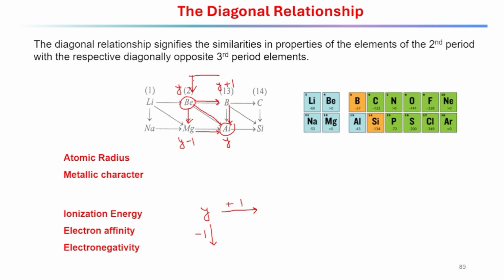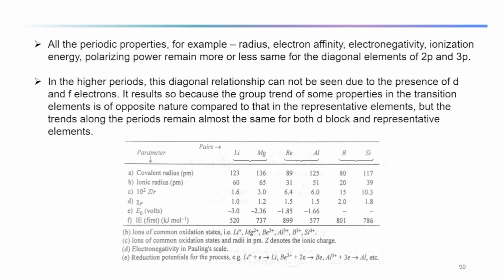So there are some trends that do not follow the order of representative elements, meaning S and P block elements. Maybe along a group from top to down, in case of S and P, it is increasing, but in case of D, it is decreasing, or vice versa. But along the period, it remains same. So along the period, the properties have the same trend, but along the group, the properties may have different trend. So that's why this diagonal relationship is not valid in the higher elements.